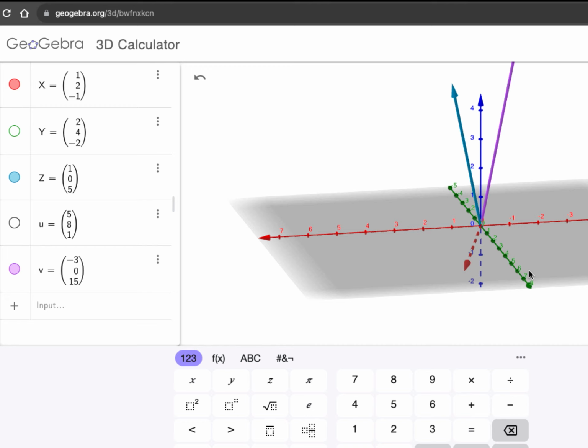And their span, because we point in all directions, will be all of R3. Any point in R3 can be obtained from these 3 vectors through some appropriate linear combination of them. And the dimension of this vector space is 3.